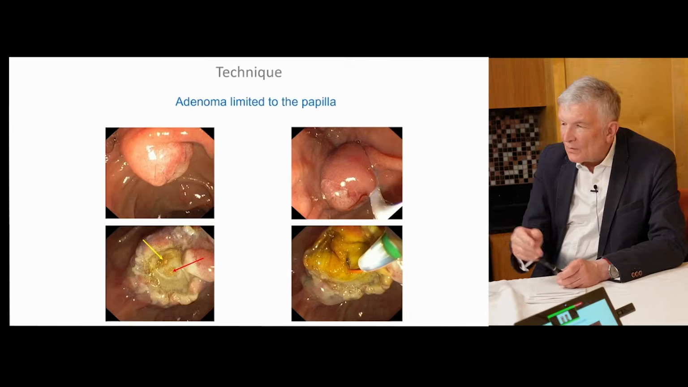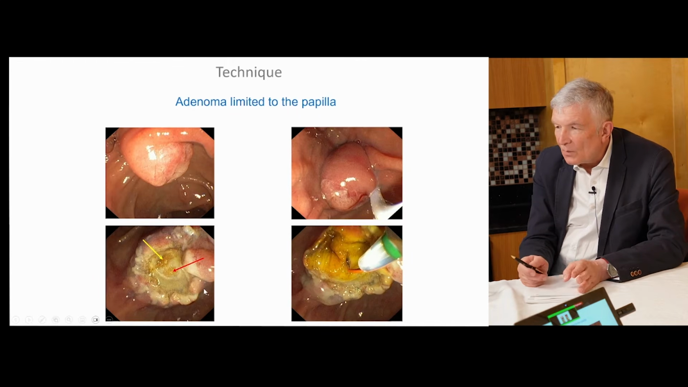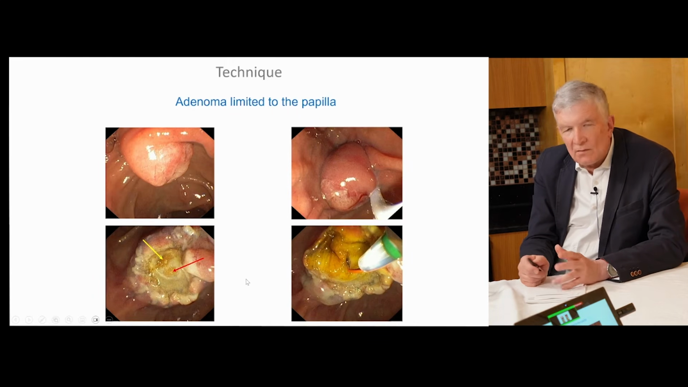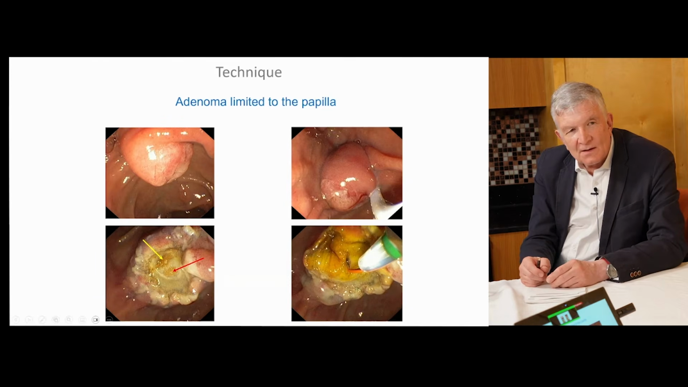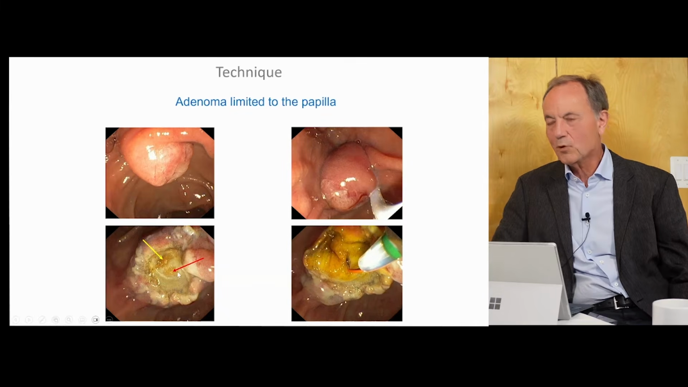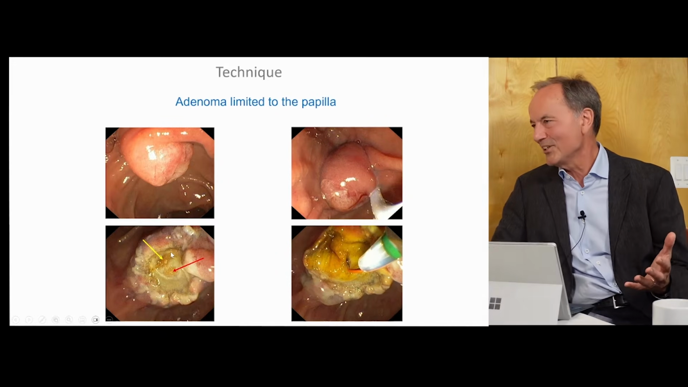And then you come up with those nice pictures. So there's no adenoma. You see a little bit of swollen mucosa around, and you look right into the ducts. Yes. You look into the duct. Of course, I selected a nice image.